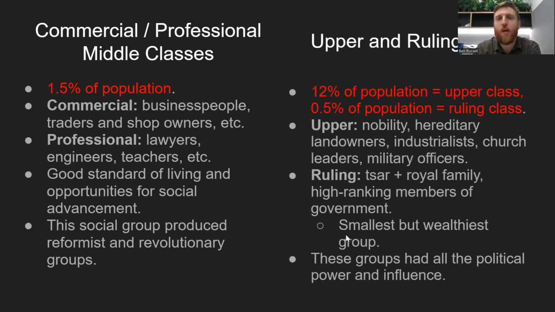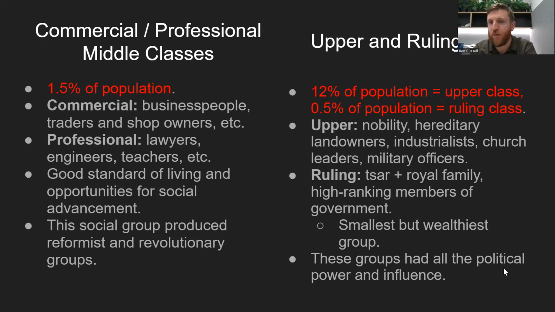And the final group we're looking at are the upper and ruling class. The upper class made up 12% of the population. They included the nobility, hereditary landowners, i.e. people who inherited land, industrialists, church leaders, and military officers. The ruling class was made up of the Tsar and the royal family, and high-ranking members of government. The ruling class was the smallest but wealthiest group, and these groups, the upper and ruling classes, had all the political power and influence.